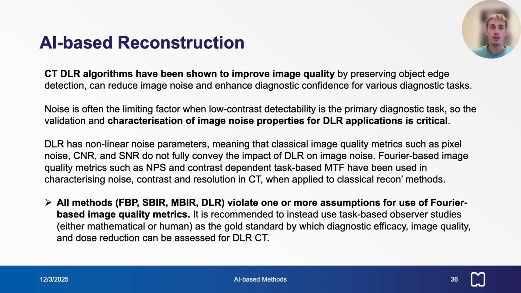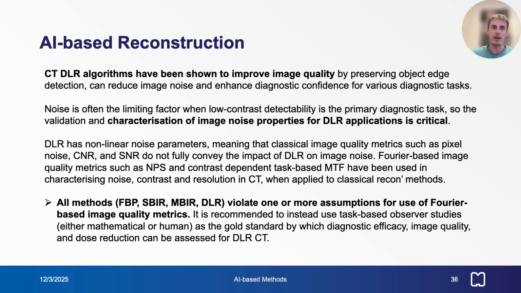Deep learning reconstruction has nonlinear noise parameters, meaning that classical image quality metrics such as pixel noise, contrast to noise ratio, and SNR do not fully convey the impact of deep learning reconstructions on image noise. So Fourier-based image quality metrics such as noise power spectrum and contrast-dependent task-based modulation transfer functions have been used in characterizing noise, contrast, and resolution in CT when applied to classical reconstruction methods.